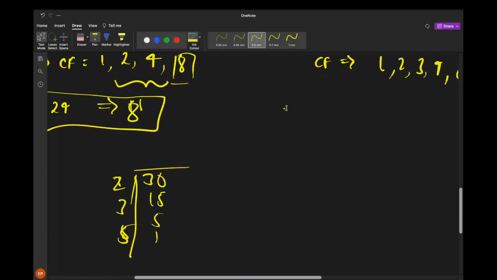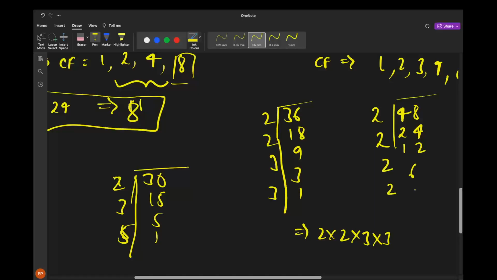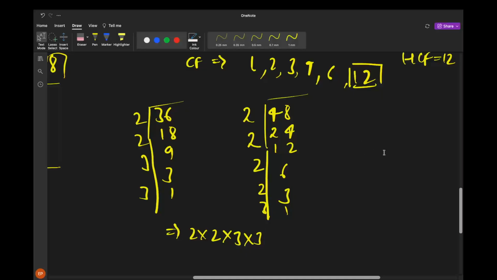We'll use prime factorization. 36 and 48. 2 18s are 36, 2 9s are 18, 3 3s are 9, 3 1s are 3, right? 36 can be written as 2 into 2 into 3 into 3. What about 48? We'll start from 2, right? 2 24s are 48, 2 12s are 24, 2 6s are 12, 2 3s are 6, 3 1s are 3. Means 48 can be written as 2 into 2 into 2 into 2 into 3.